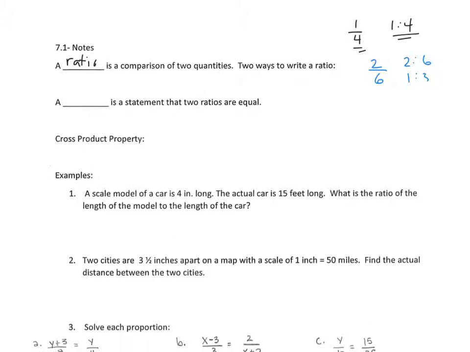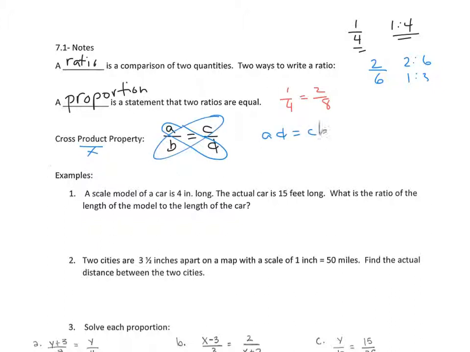A proportion is a statement that two ratios are equal. So for example, 1/4 is equal to 2/8. The cross product property is if you have A over B equals C over D, the cross products are equal. So a cross product means multiply. So if you multiply A times D, it equals C times B.